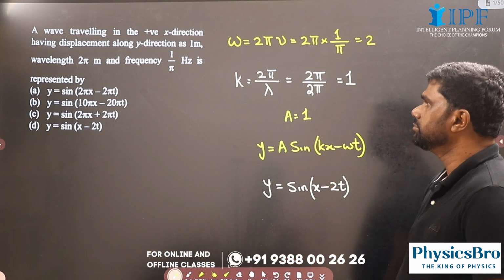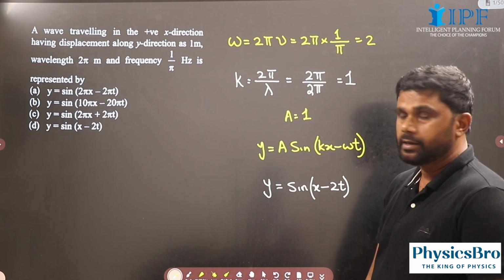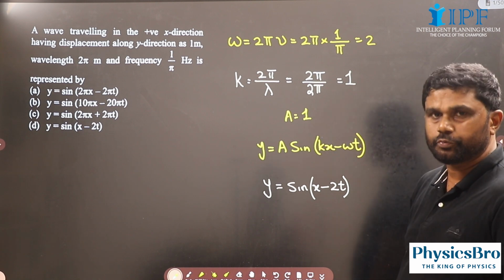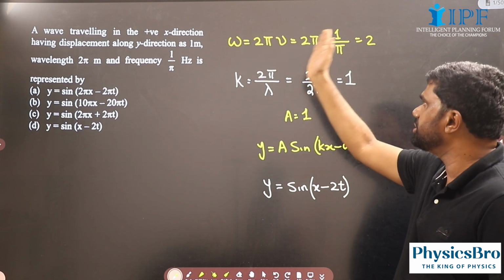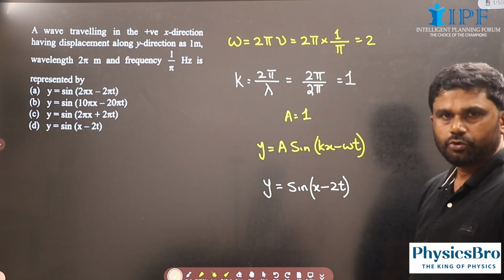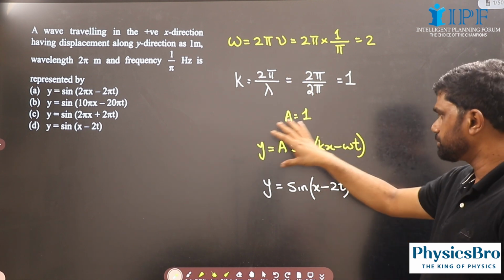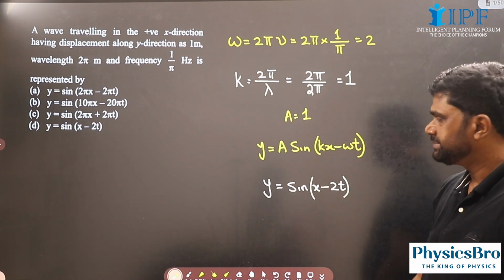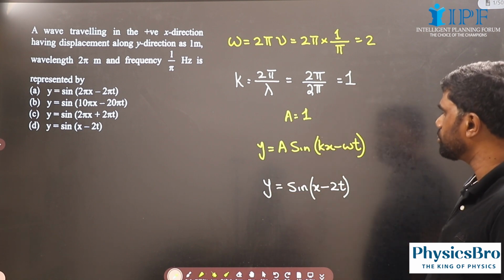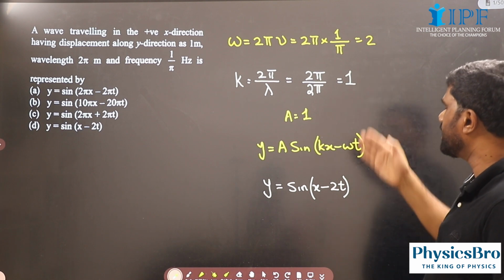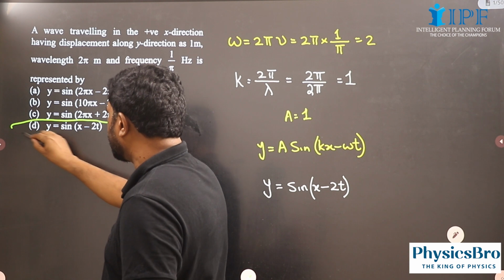Here it is given as 1. And k is called the propagation constant. It is 2 pi over lambda, and lambda is given as 2 pi, so 2 pi over 2 pi will be 1. And omega is the angular frequency, 2 pi nu. Nu is given as 1 by pi, so it will be 2. We have the values of A, k and omega, so simply substitute them in the general equation. A is 1, k is also 1, so it will be x, and omega is 2, so x minus 2t. So this must be the correct option.